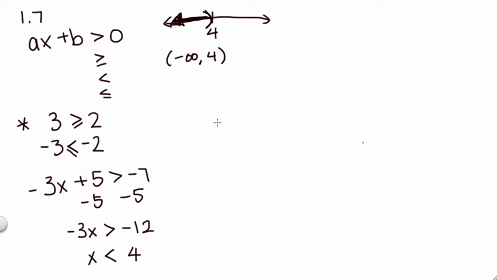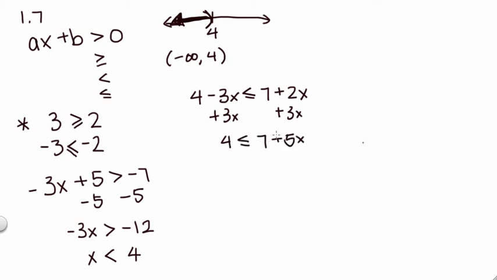Let's do another one. So let's say our question was 4 minus 3x is less than or equal to 7 plus 2x. Just like what we did before, we're just going to move all the x's to one side, move all the numbers to another, and it doesn't matter where you move it to. So I'm just going to add 3x to both sides. And so I have 4 is less than or equal to 7 plus 5x. And then I'm going to subtract 7 from both sides. I get -3 is less than or equal to 5x.